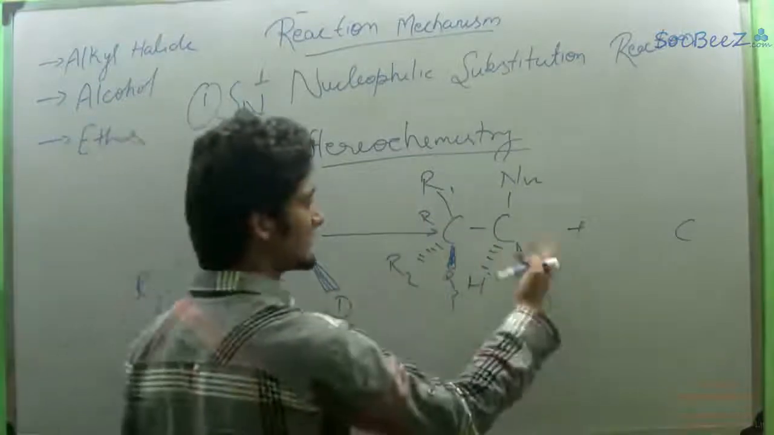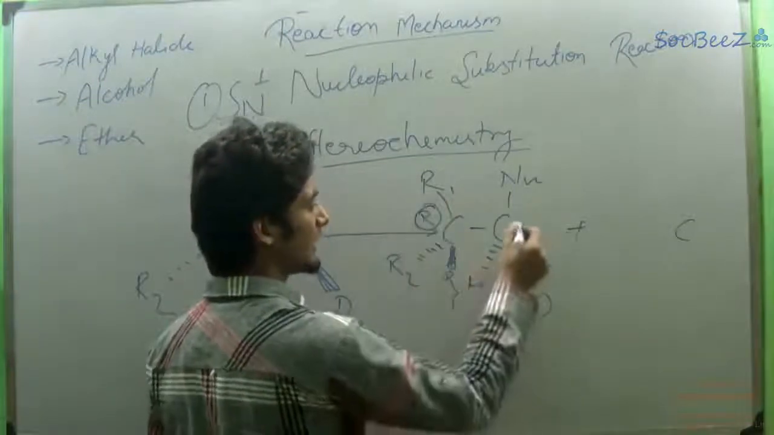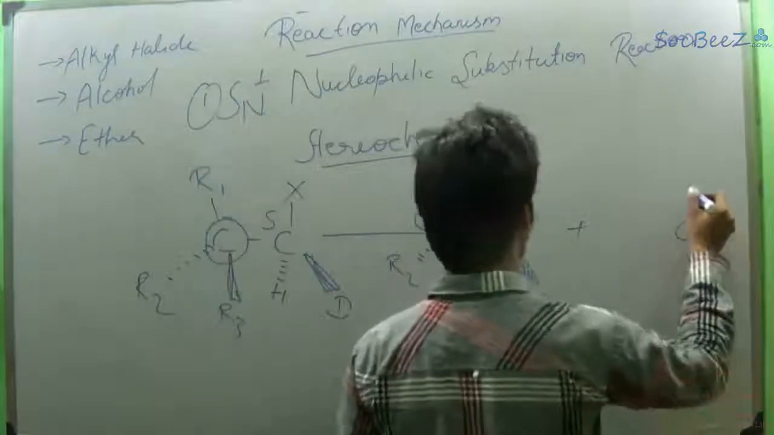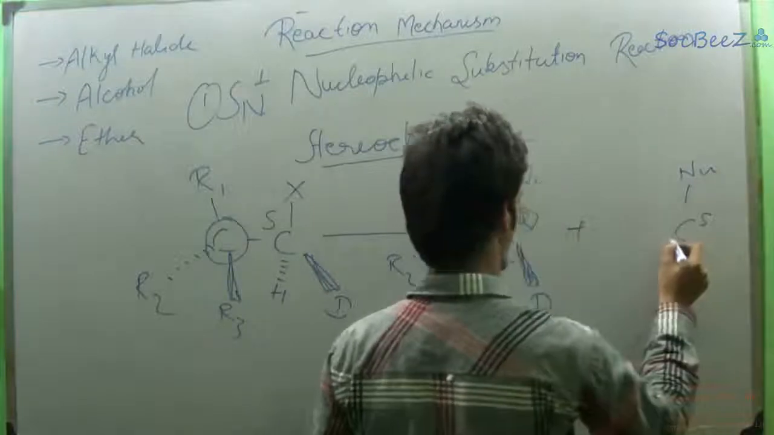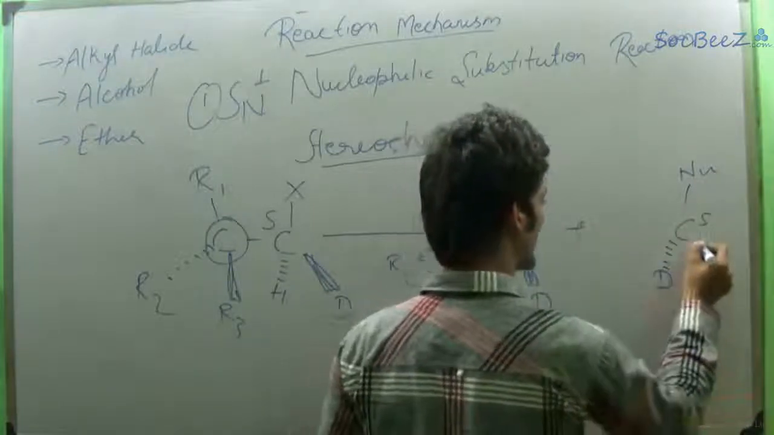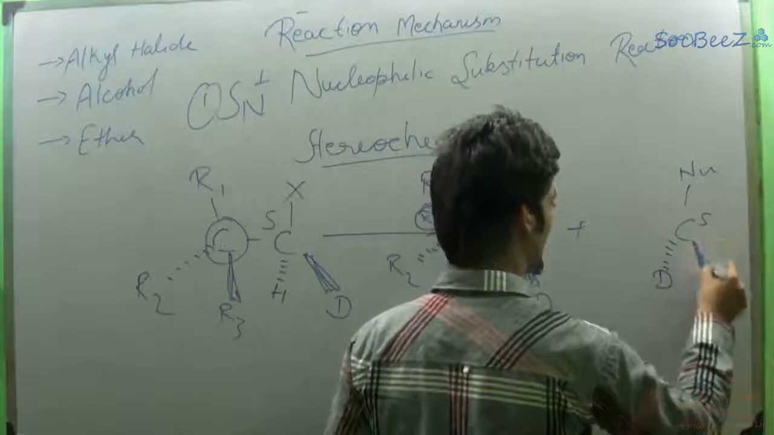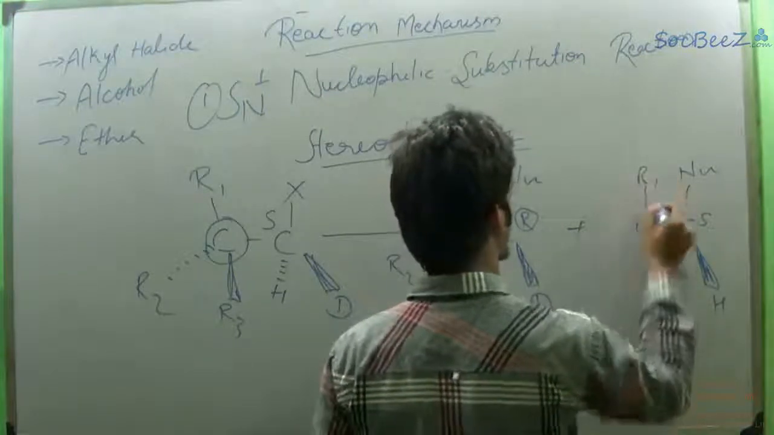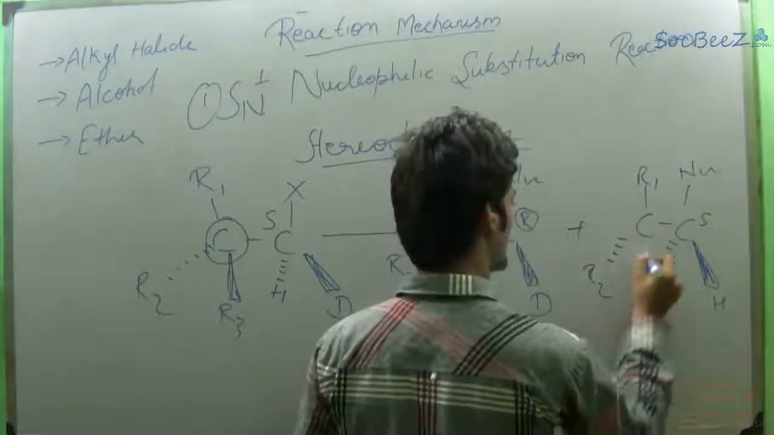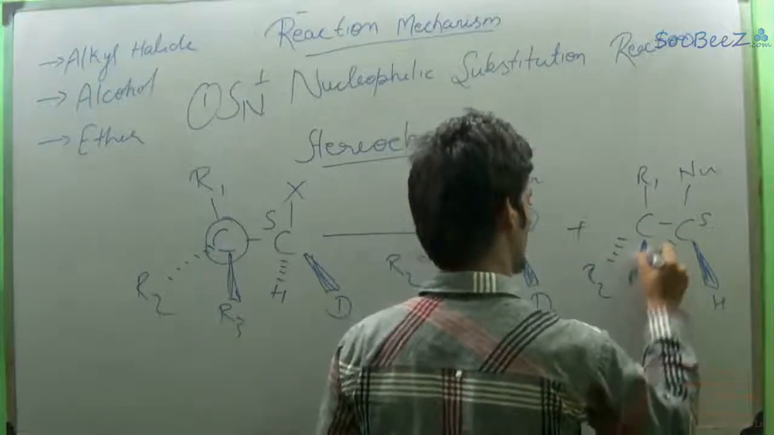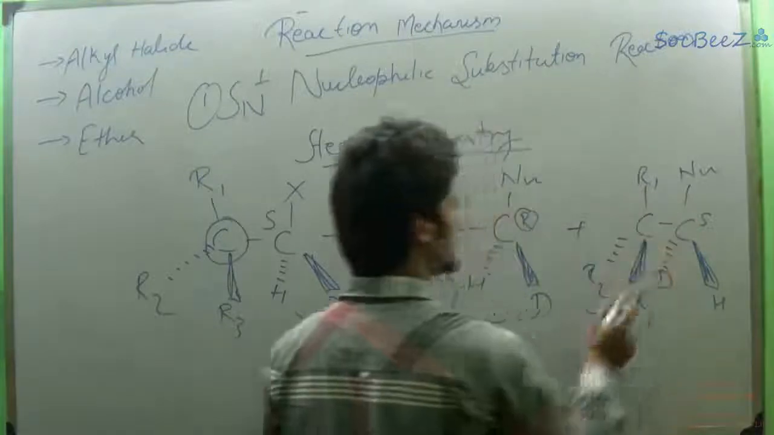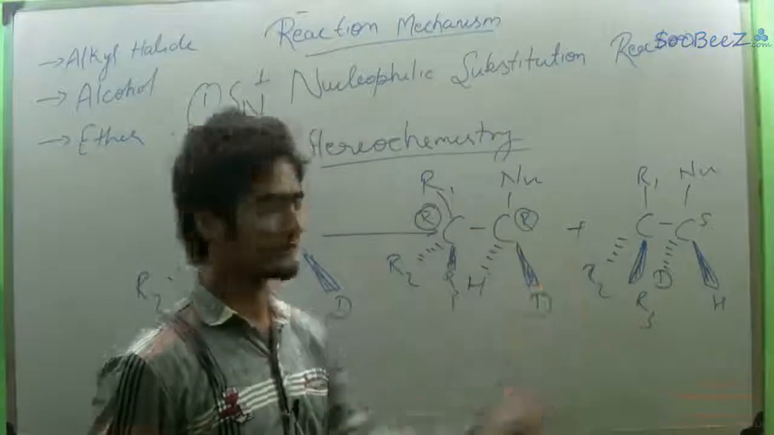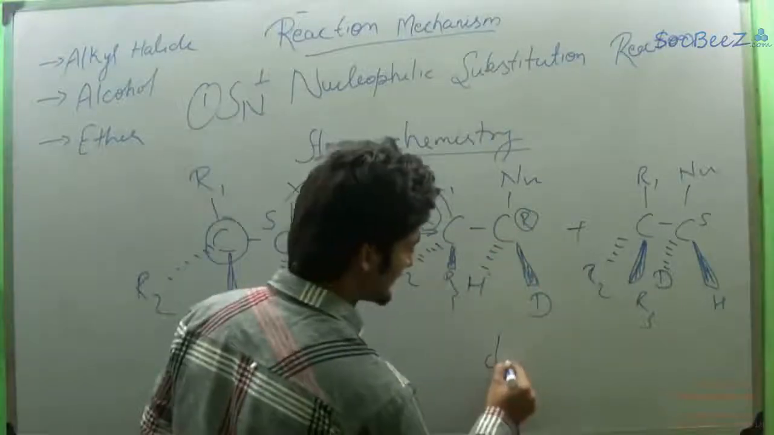And in the second case, this will remain R, and if it is R in this case, then it will be S in this case. Nucleophile, D, H, and the same R1, R2, R3. So it can be clearly seen that these two molecules will not be enantiomers, they will be diastereomers.